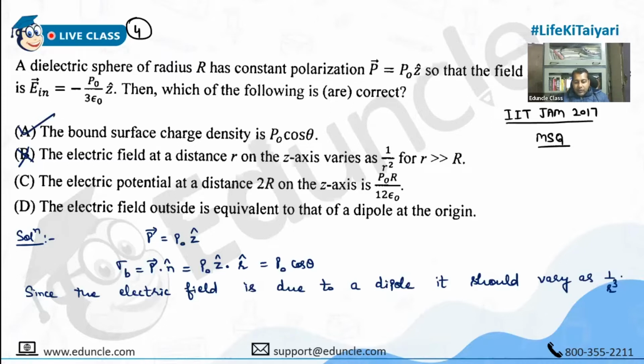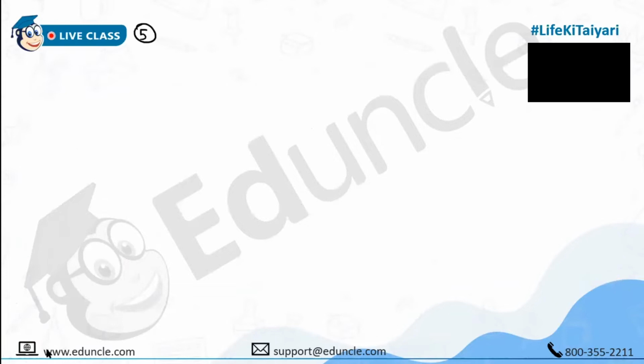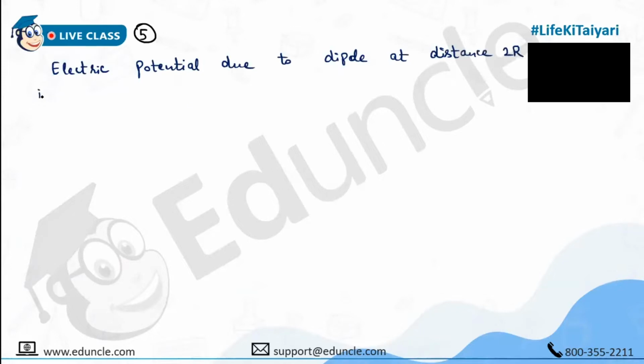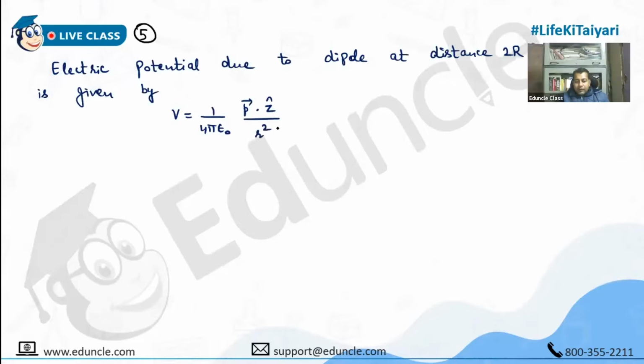Now option C, electric potential due to a dipole. What is the formula? 1 by 4 pi epsilon naught, P dot r cap upon r square. P is the dipole moment. P dot z by r square. This, na? Yes, sir.